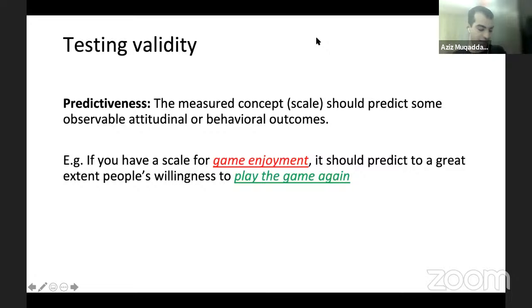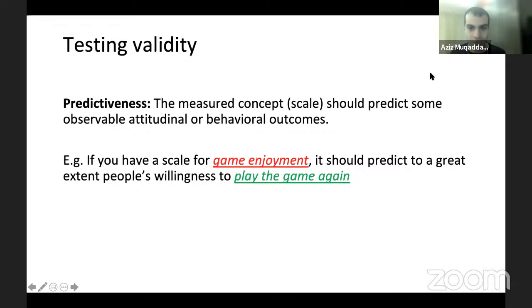And finally, we have something we call testing validity. It's also called predictiveness or predictive validity. And the idea is, you're measuring something. Should it be able to predict some other attitudinal variables, other behavioral variables, some actions, some sort of behavior? So if you use that scale, logically speaking, could it predict the implications?